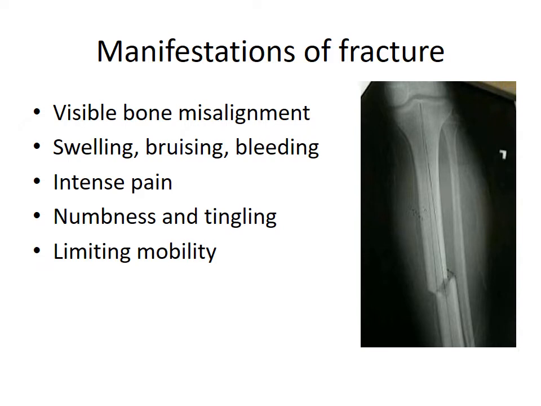And really what we see in terms of manifestations of a fracture are visible bone misalignment. There's a significant amount of pain associated with a broken bone, and the area will be swollen, probably bruised, and potentially bleeding inside or outside. Because of the swelling and pressure on the nerves, there may be numbness and tingling, and this may limit mobility.